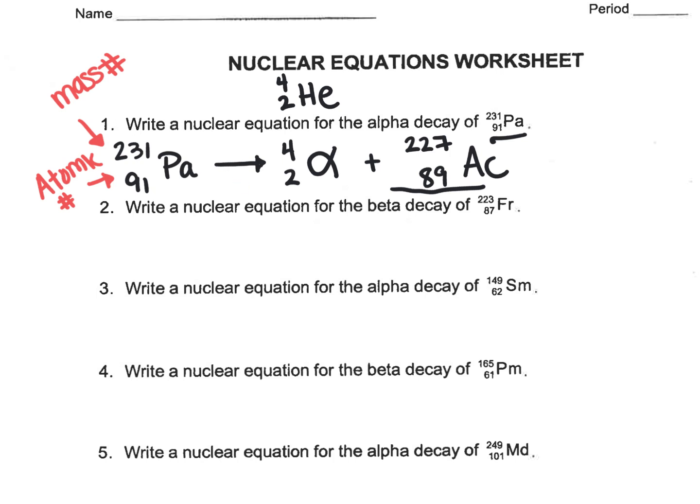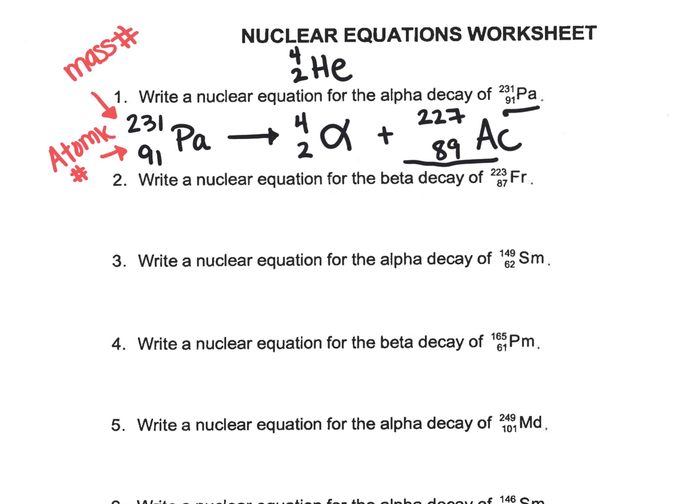Okay, so while we're getting used to this, go ahead and check your work. Here's the arrow. The right side of the arrow has to equal the left. So your mass numbers, does 227 plus 4 equal 231? Yes, they have to be balanced. 89 plus 2, does that equal 91? So we're balancing the left versus the right side. Any questions on the first one?